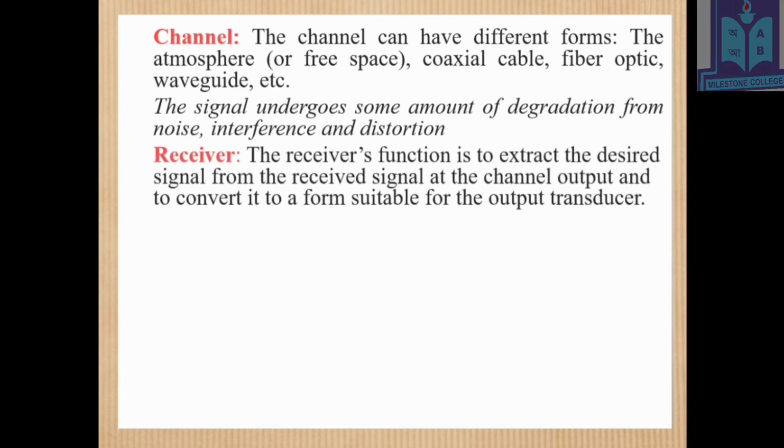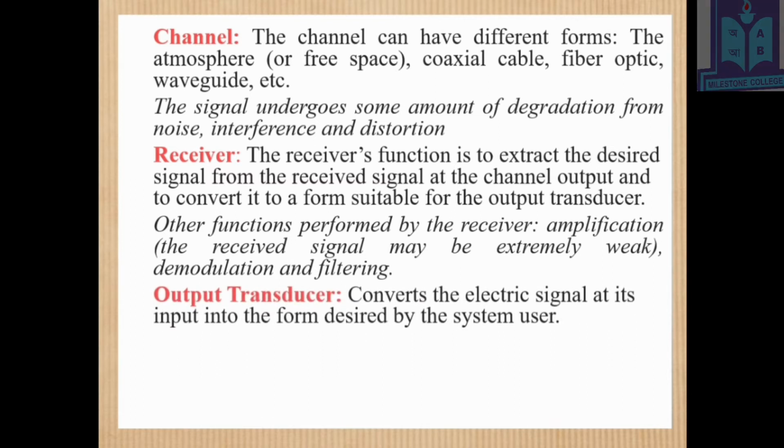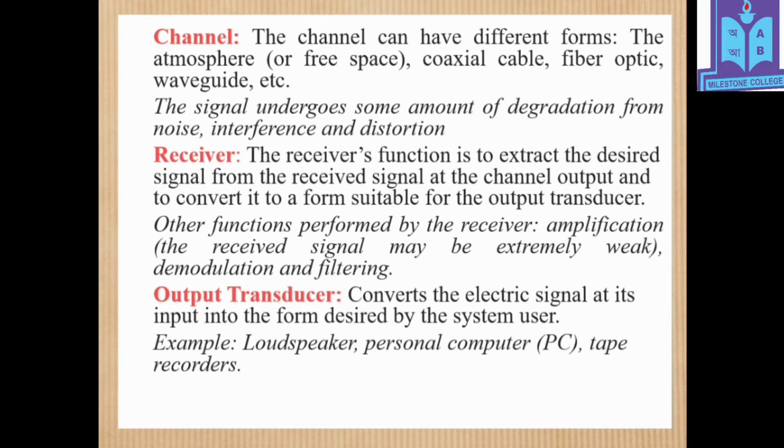Then we have the receiver. The receiver's function is to extract the desired signal from the received signal at the channel output and convert it to a form suitable for the output transducer. Other functions performed by the receiver are amplification, demodulation, and filtering. The output transducer converts the electrical signals at its input to the form desired by the system's user. Examples are a loudspeaker or personal computers, tape recorders; they give output to speakers, or they can give their output to a printer or something else.